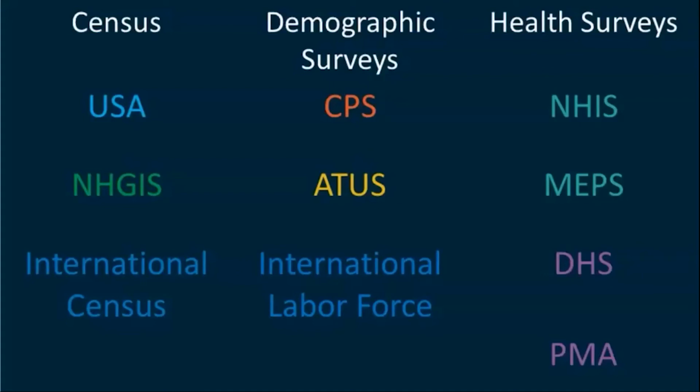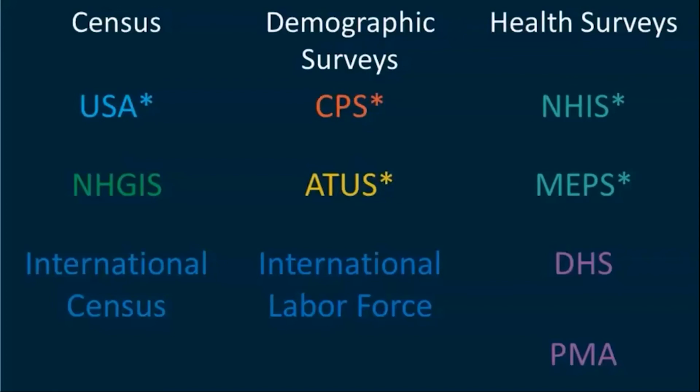DHS, the Demographic and Health Surveys, provide microdata on health status and care data for women of childbearing age, their households, and their children under the age of 5. DHS is fielded in poor and middle-income countries. And finally, PMA, or Performance Monitoring and Accountability, is a Gates Foundation-funded survey focused on family planning, water and sanitation, and menstrual hygiene. It is fielded in Sub-Saharan Africa, India, and Indonesia. Our focus in this webinar will be mostly on USA, CPS, ATUS, NHIS, and MEPS.